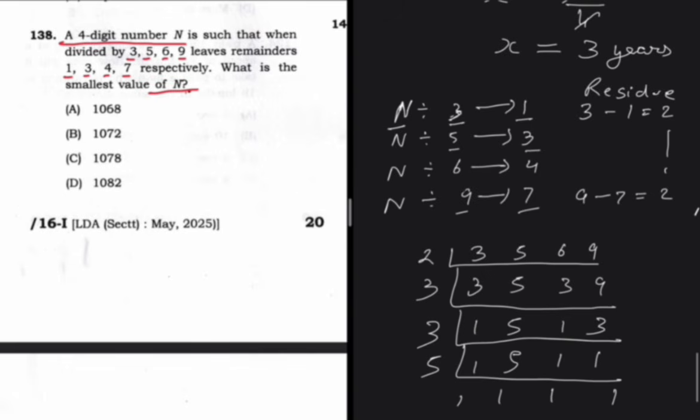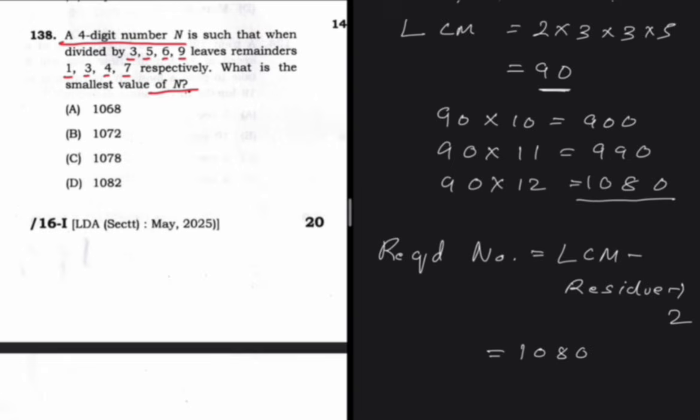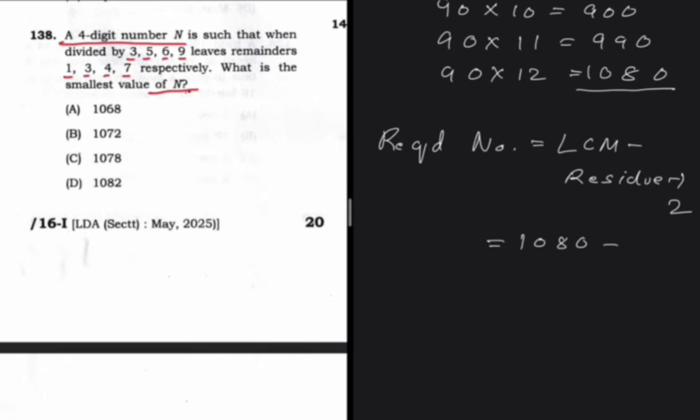Okay, so the LCM here is 1080. I'm taking this 4-digit one, not the 2-digit number. Okay? Subtracting 2, we will get 1078. Hence, option C is the right answer.